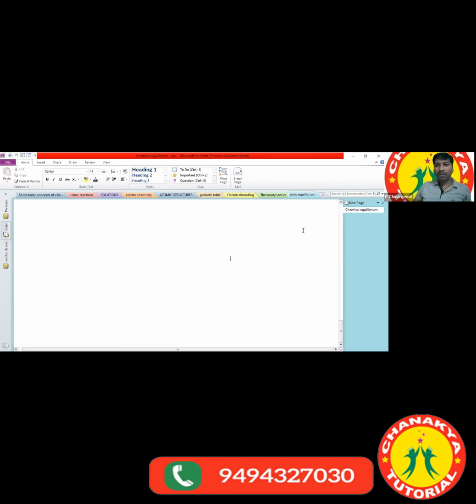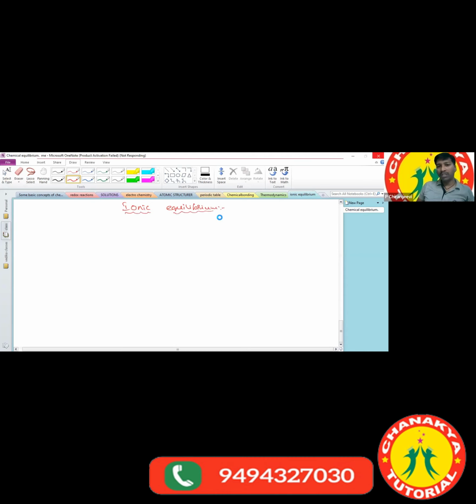In the last class, we discussed chemical equilibrium. Today we are going to discuss ionic equilibrium. What is meant by ionic equilibrium? Ionic equilibrium is nothing but the equilibrium that exists between ions, which is called ionic equilibrium.